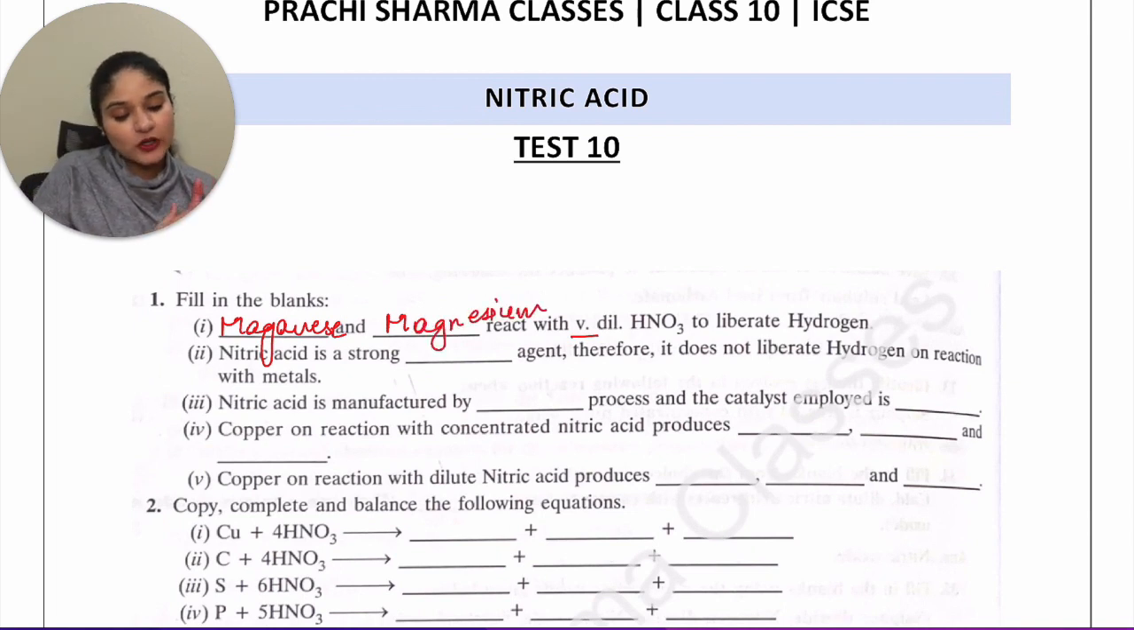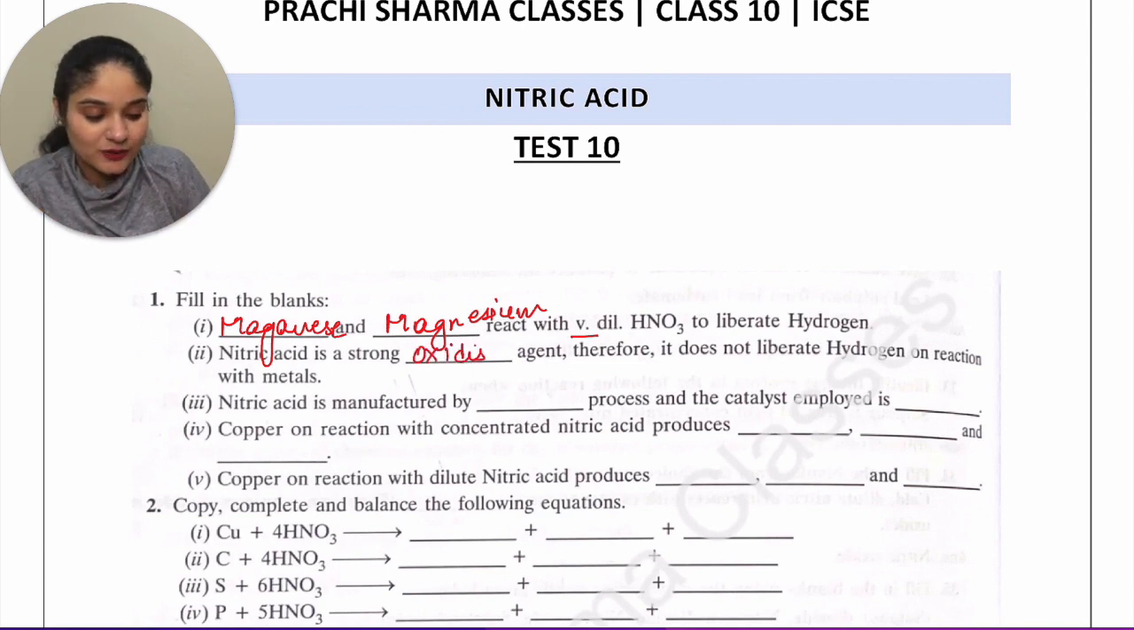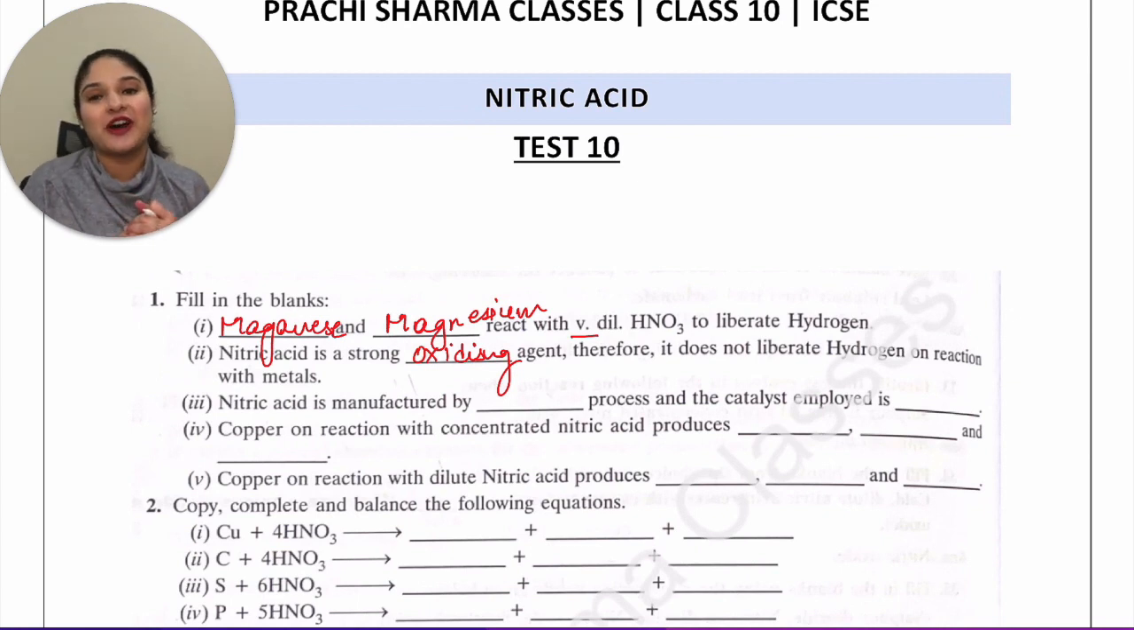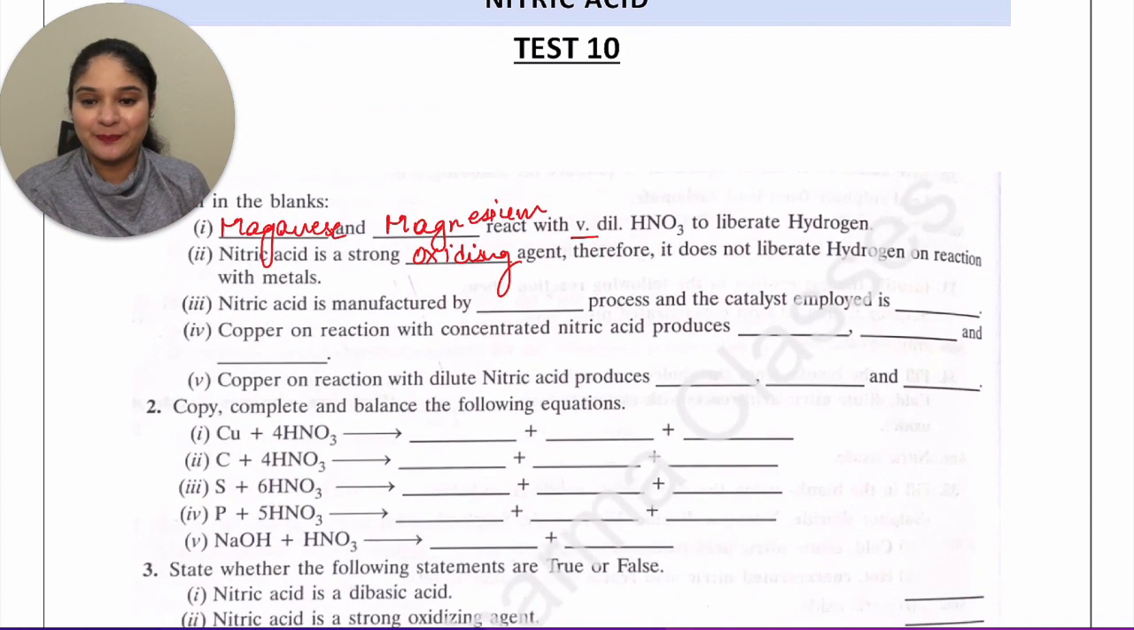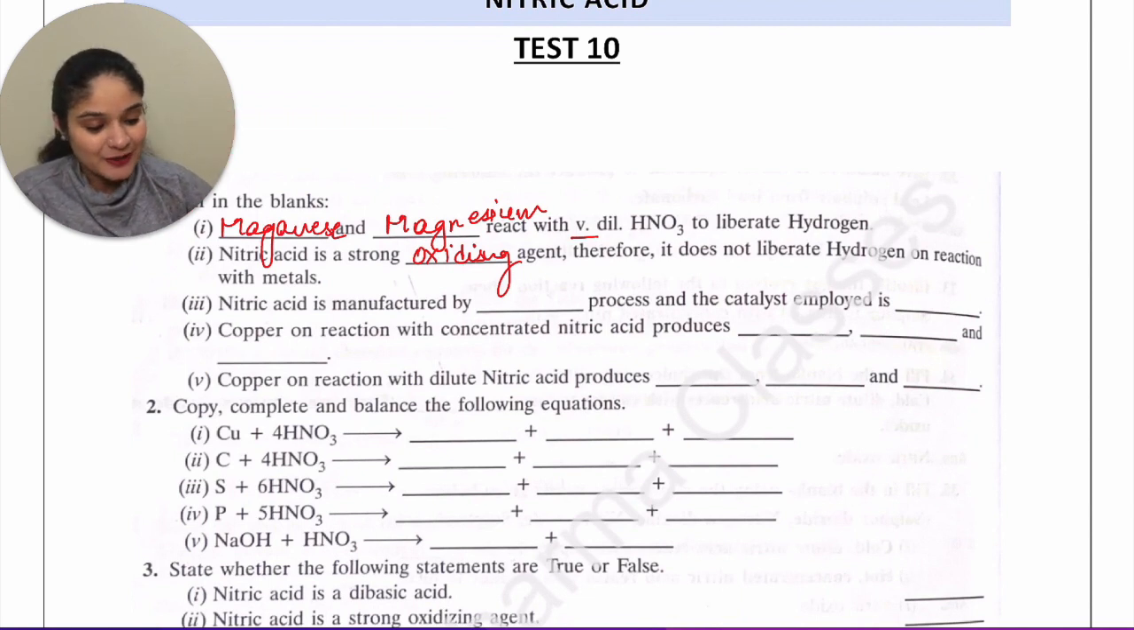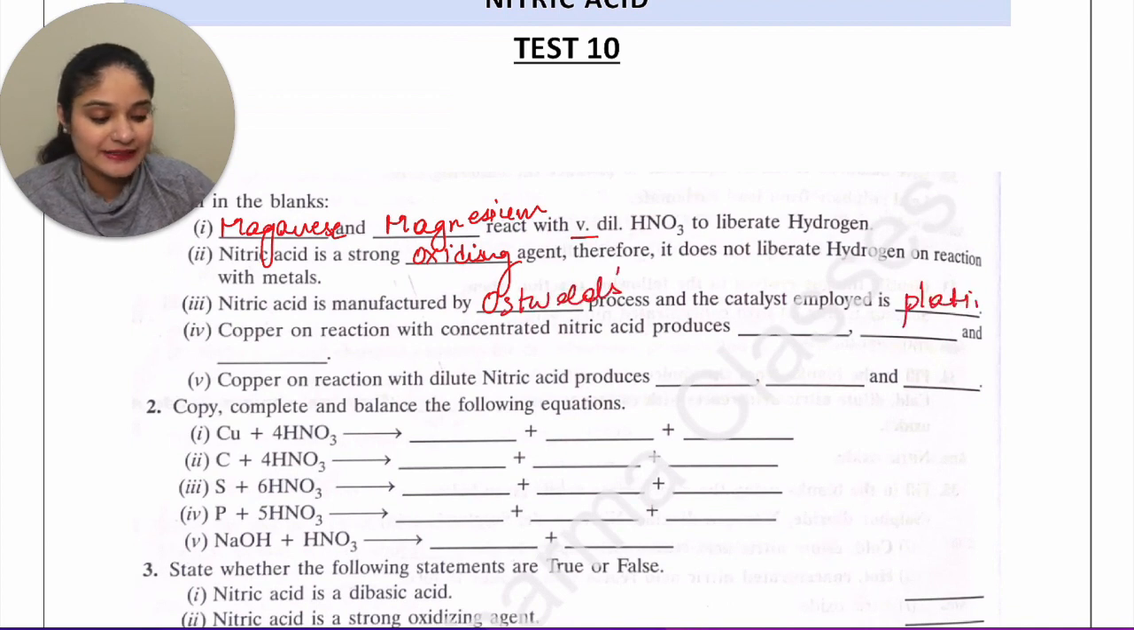Now next question: nitric acid is a strong dash, therefore it does not liberate hydrogen on reactions with metals. So nitric acid is a good oxidizing agent. So let's just write that it is a strong oxidizing agent, therefore it does not give hydrogen. Moving on to the third question. Nitric acid is manufactured by dash process and the catalyst employed is dash. So nitric acid is manufactured by Ostwald process and the catalyst used is platinum. So let's write that Ostwald's process and the catalyst is platinum.